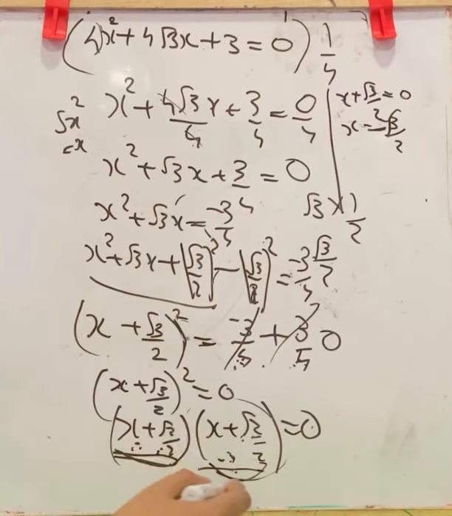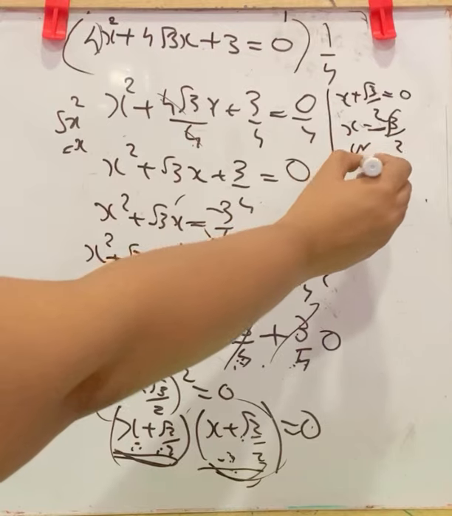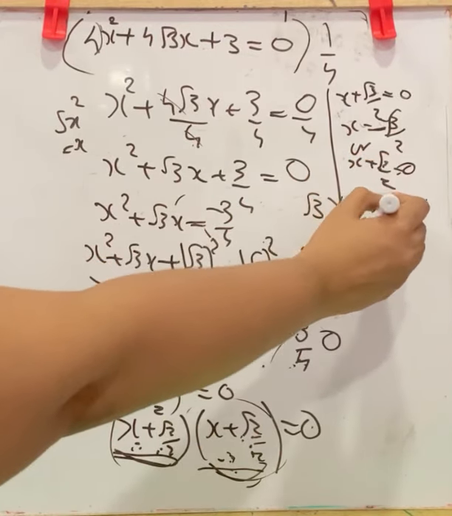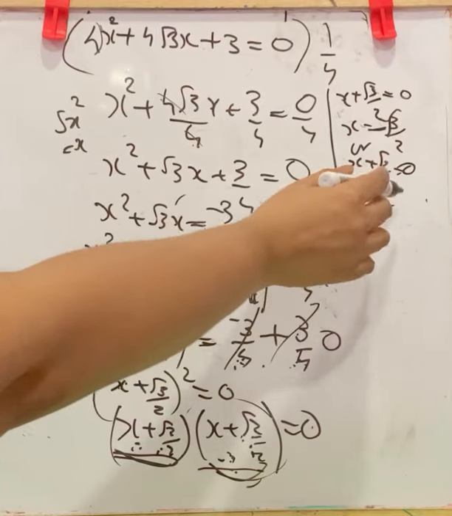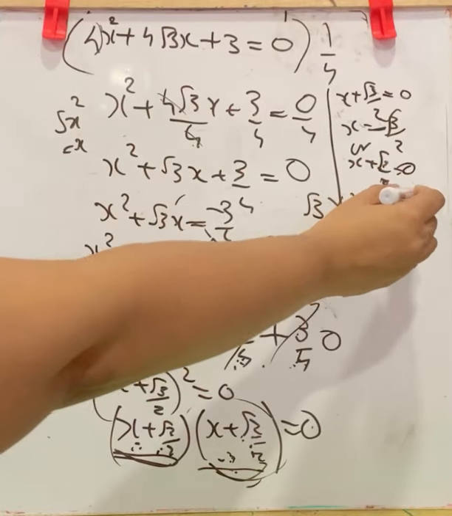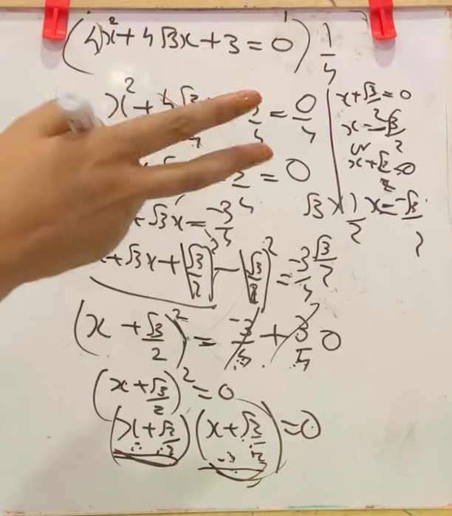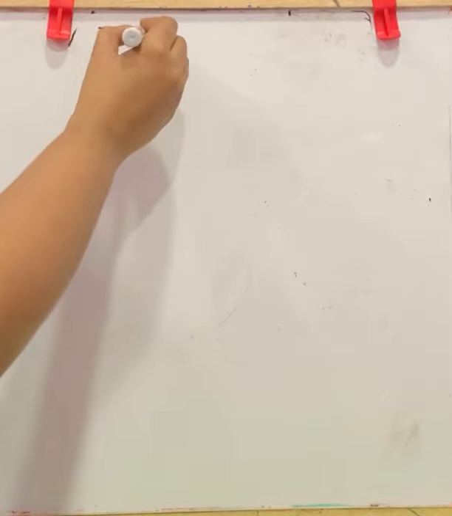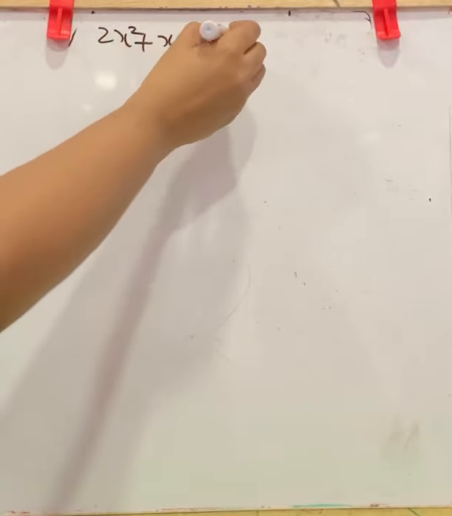Again you will take this term, x plus root 3 by 2, equal to 0, that is x is equal to, again root 3 by 2 taken to RHS, minus root 3 by 2. So you got two answers, either it is minus root 3 by 2 or it is again minus root 3 by 2.